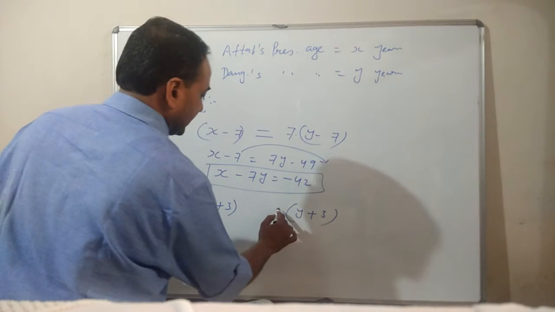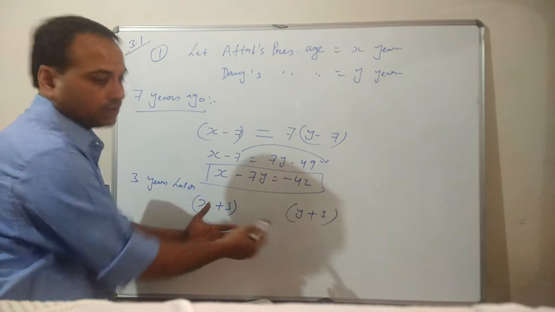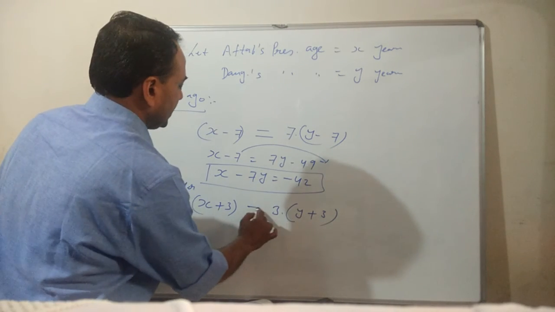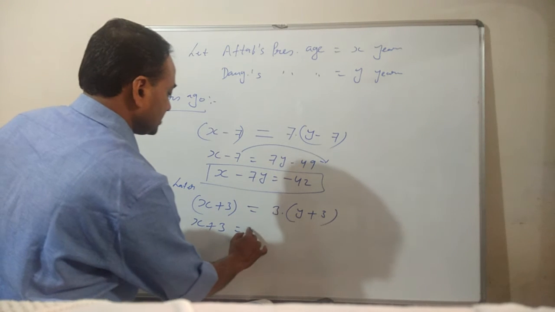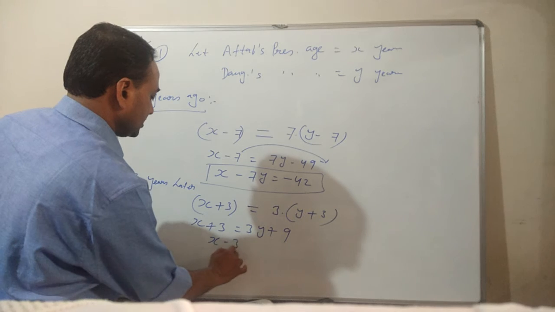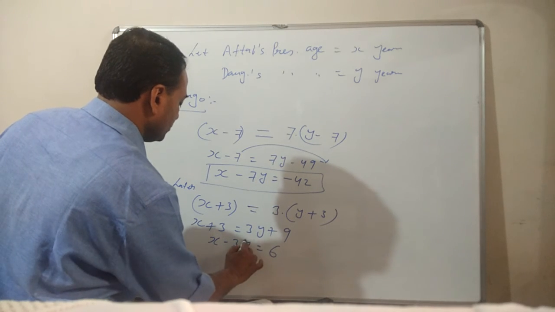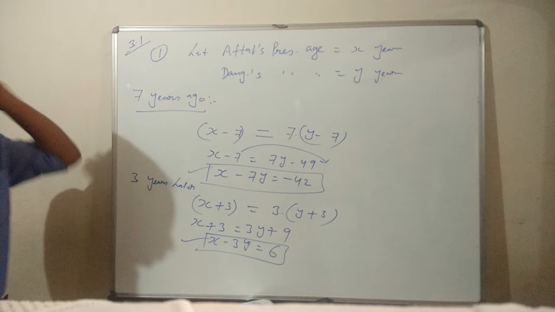If father will be 3 times, for equating, where do we have to multiply by 3, father or daughter? Obviously the daughter. So then it will be equal, and then we can equate. X plus 3 equals 3y plus 9. So what will come later? That is x minus 3y equal to 6. Good. So these are the two equations you will get.